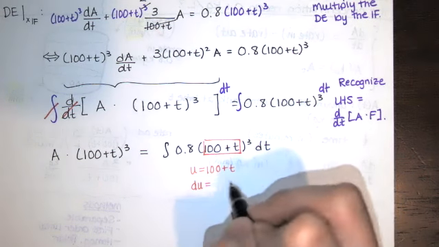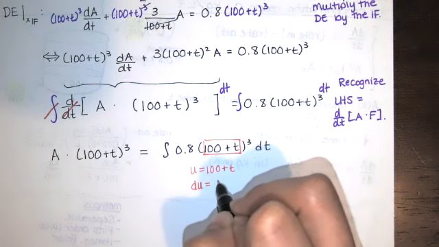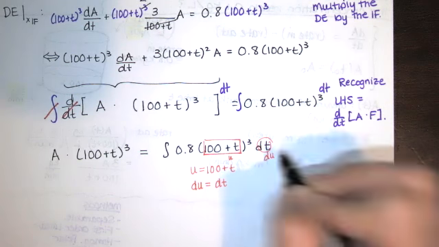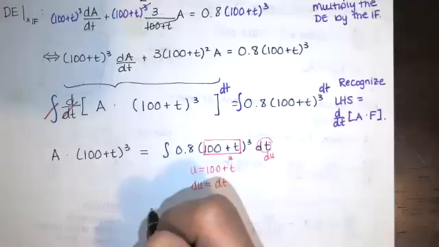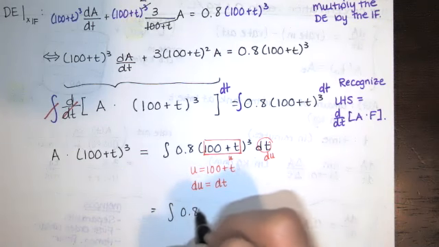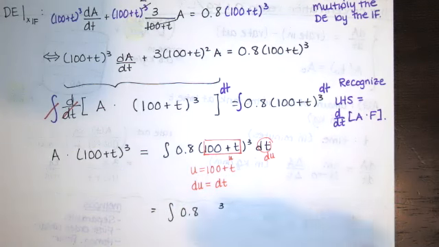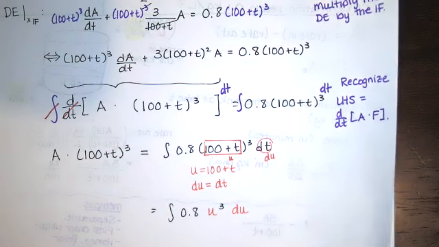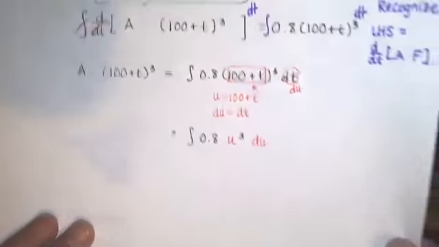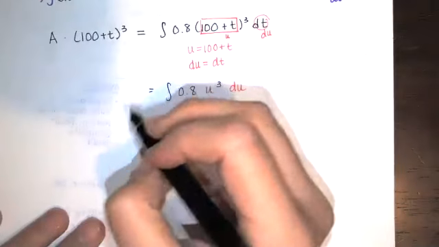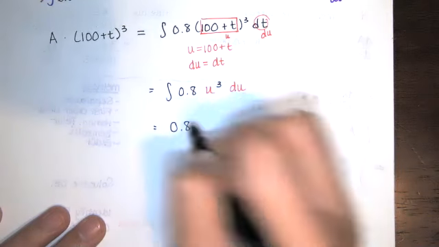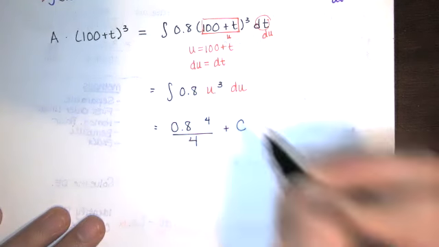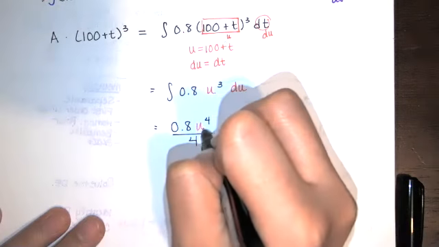If u is 100 plus t, du is just 1 dt. So this is just a u cubed times a du there. So we've got the integral of 0.8 times u cubed times du. And then we anti-differentiate. So you bring the constant down, add 1 to the exponent, and divide by the new exponent, and add c.